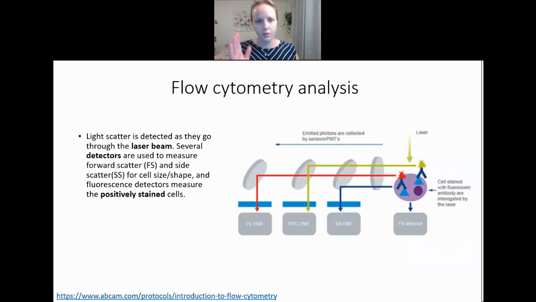So as each single cell passes through the laser, they might have a single color, they might have multiple colors of fluorochromes, but there are several detectors within the instrument to measure the forward and side scatter of each individual cell. That's for cell size and shape, which can also be used to differentiate your cell types, as well as the fluorescence detectors for your antibody labeled cells.